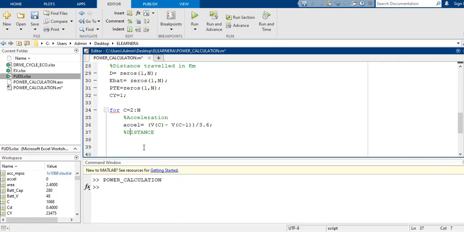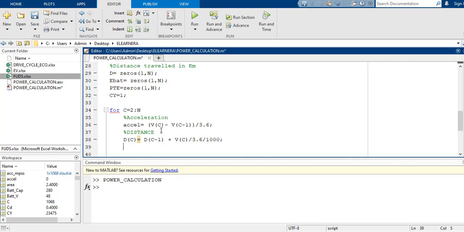Sorry friends, there is a mistake from my side. Okay, distance is D and is C matrix, then is equal to distance in, that is C minus 1, means the first iteration, plus velocity in terms of matrix divided by 3.6, also divided by 1000. So we will get a distance value in kilometers.